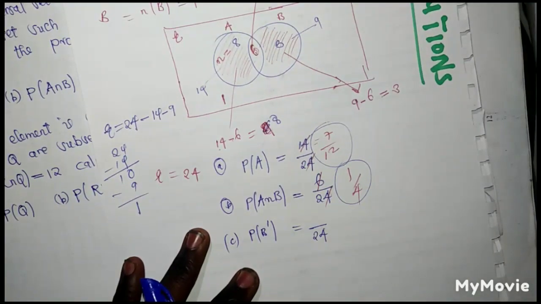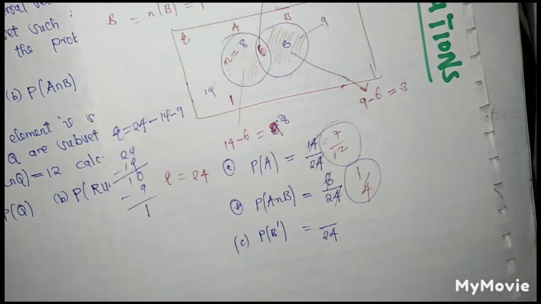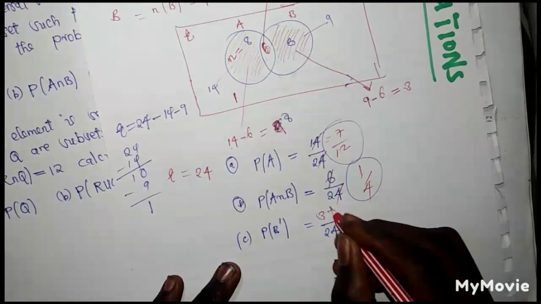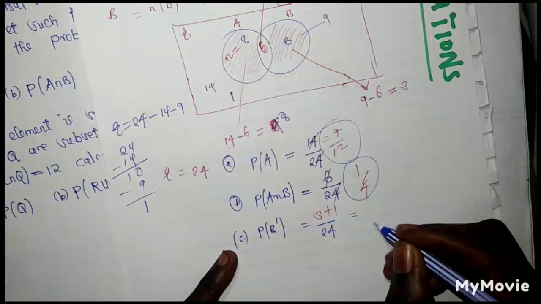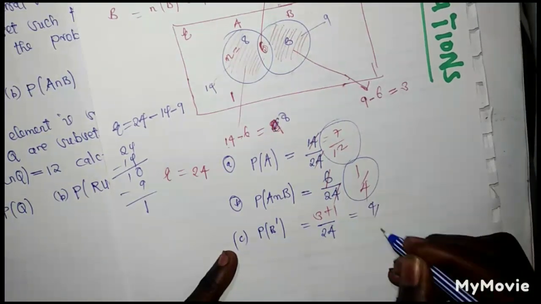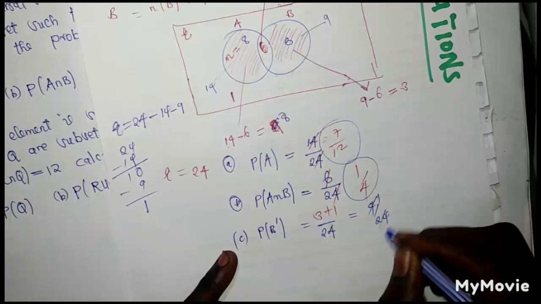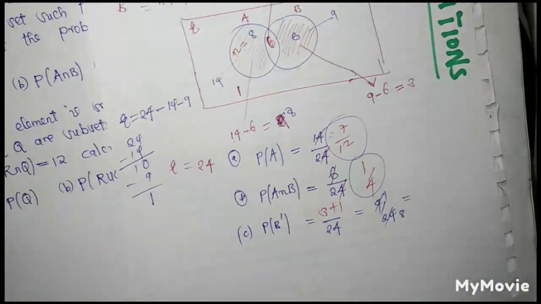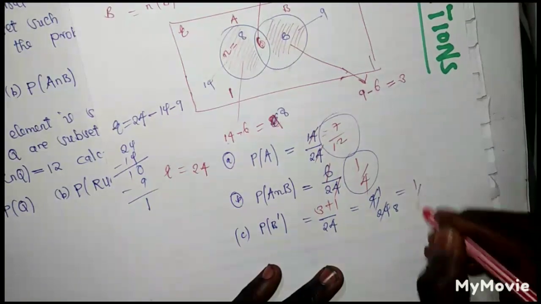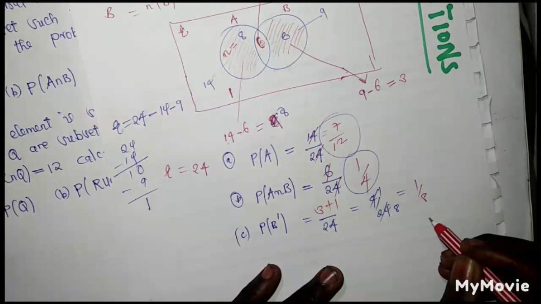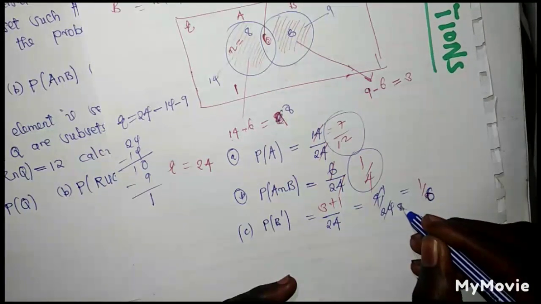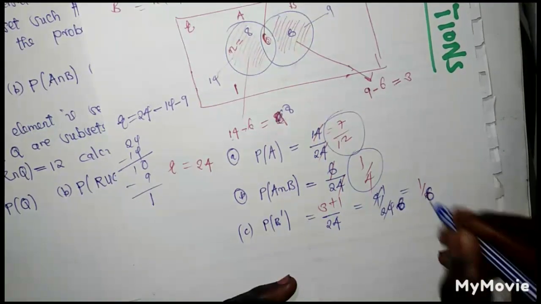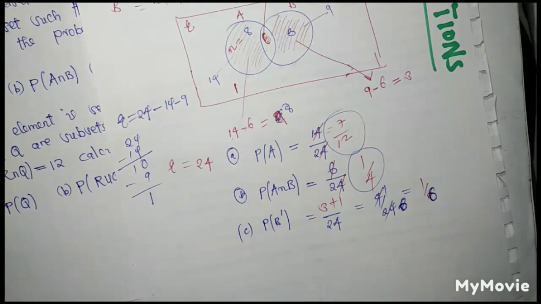So this will be the number of elements out of 24 possible outcomes. Out of 24 possible outcomes, we only have 3 plus 1 chances of getting P(B complement). So this is 24 over 24, 1, 8. So this will be 1 over 8. 1 over 6. No, it's a mistake. 1 over 6, I mean. Okay, 1 over 6. All right.